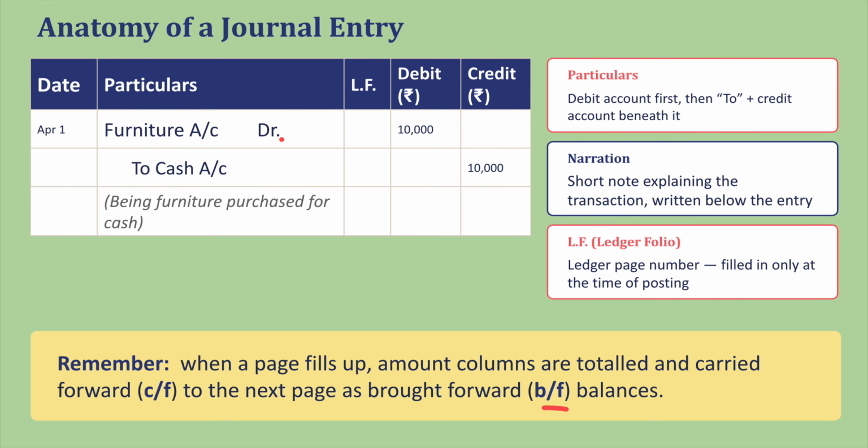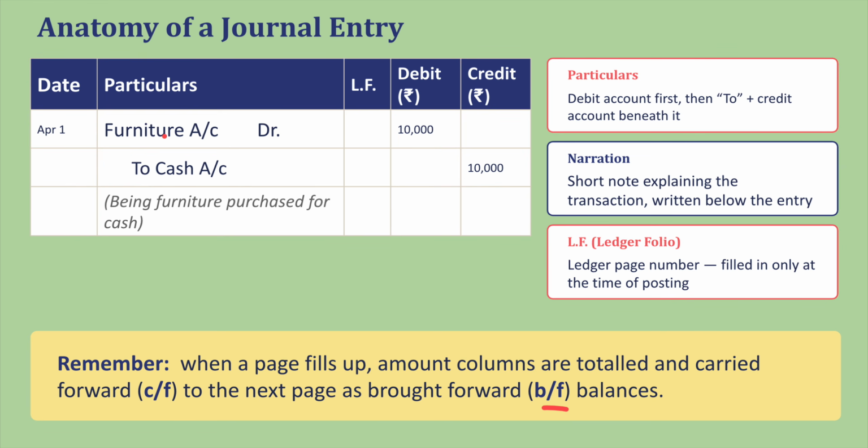So when you buy furniture, furniture is coming into the business, so there is an increase in assets. So furniture is increasing, so furniture account is debited, so furniture account I am debiting. Okay, and the respective amount I am writing in the debit column. Okay, I will start from the line margin. That's how you have to write: furniture account Dr., to debit the account.